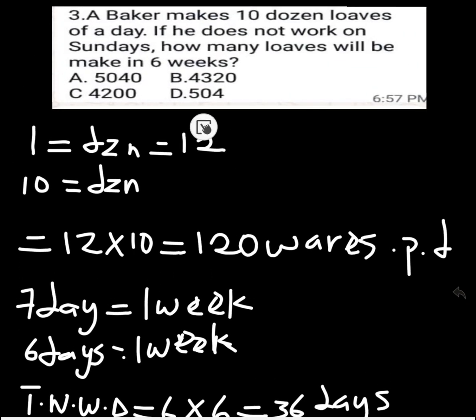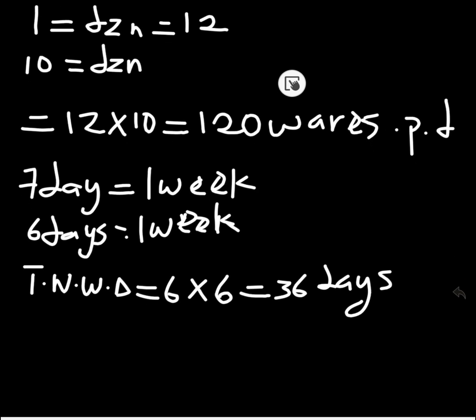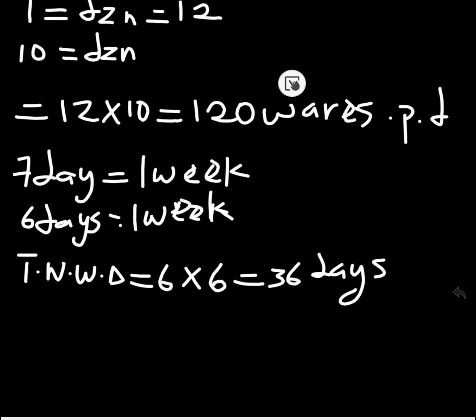Now our main question: how many loaves will be made in a total of 6 weeks? You can say he makes 120 loaves per day, and he works for 36 days. You just multiply both of them. You could say 120 times 36.